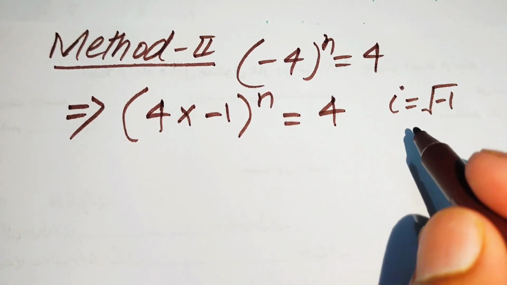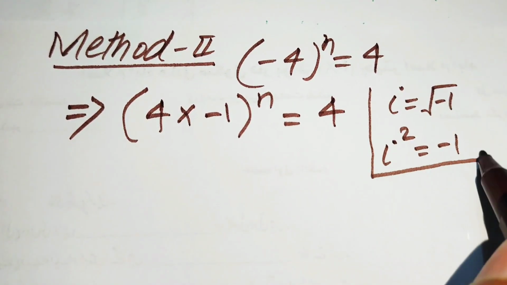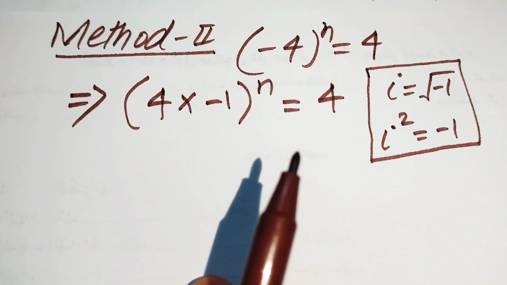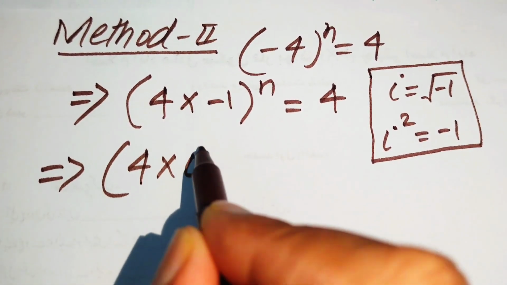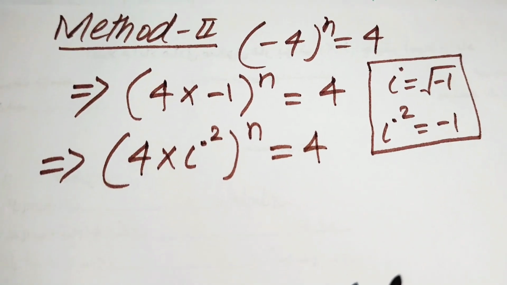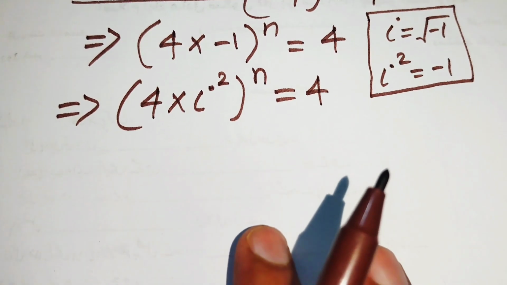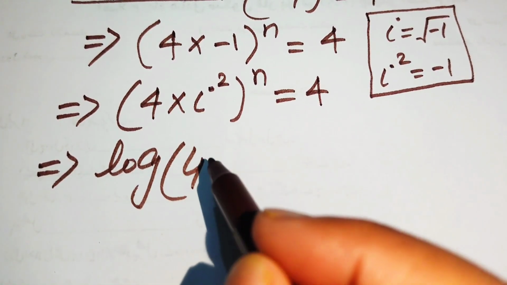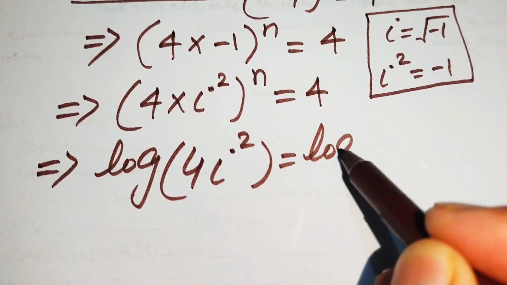So this is the standard value of iota, and if we take the square on both of the sides of this term, we get here iota square is equal to minus 1. So here we just substitute the value of minus 1 equals to iota square, so it will be written as 4 multiplied by iota square and its whole power n is equal to 4. So here we need to use the log on both of the sides, so that here we again take this log on both of the sides, and it will be written as n times log of 4 into iota square equals to log of 4.